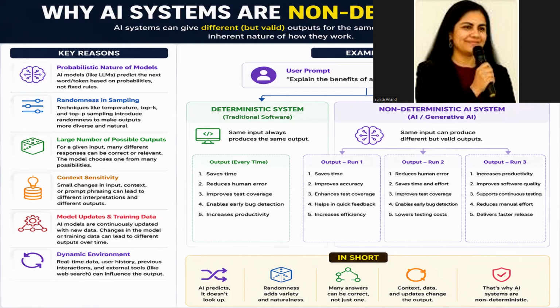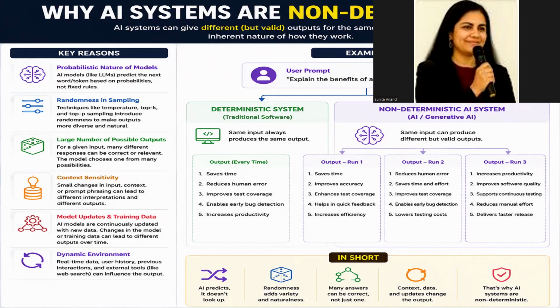It improves the test coverage. I can execute more test cases. I can cover more test cases. I can go for automation. I can go for performance because I have a determined output. I don't have to boggle my mind as to which will be the correct output for this range of input. It enables early bug detection and it increases my productivity.